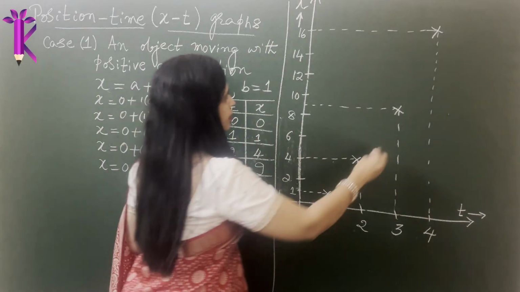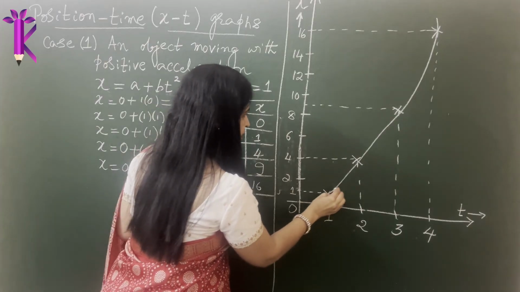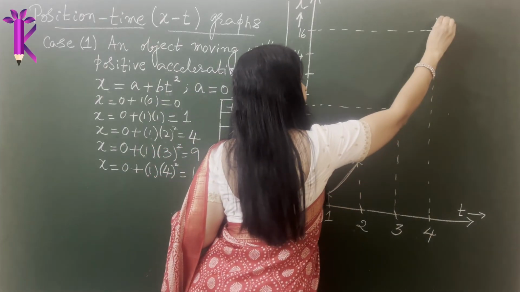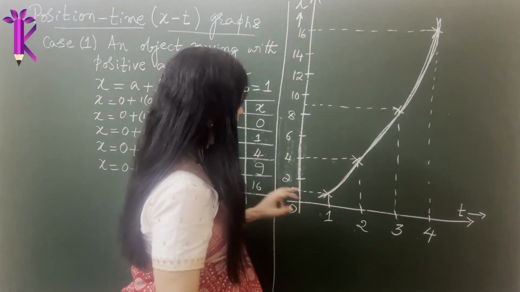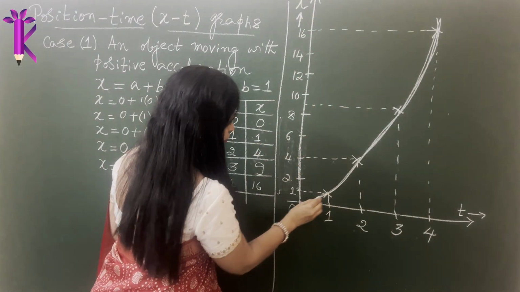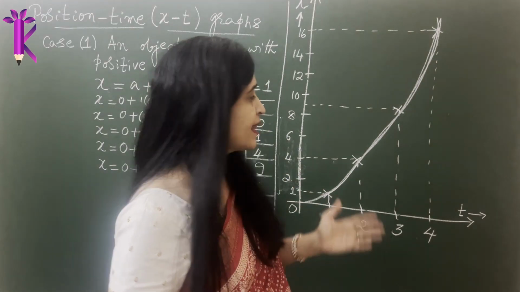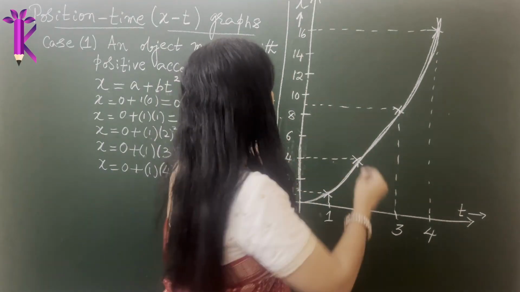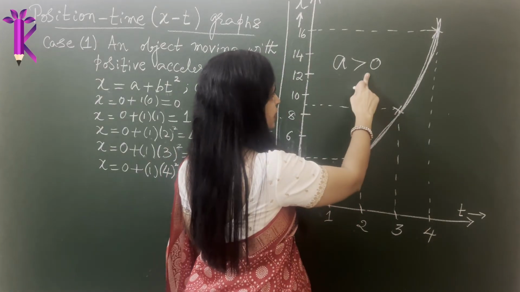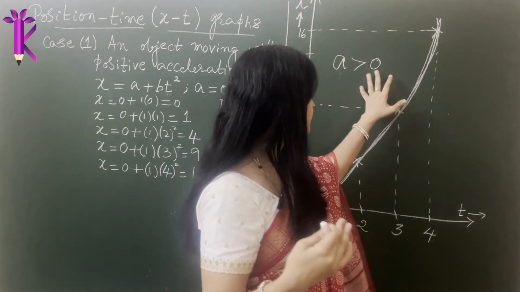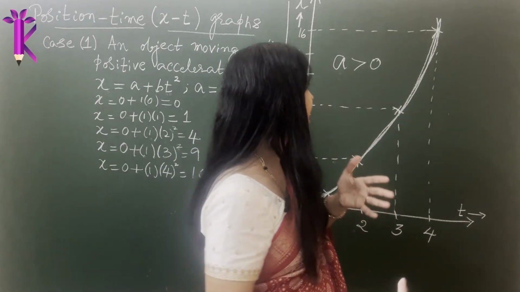So when I join the graph, it's not a straight line. You see that it is an upward moving parabola, right? If I connect 0, 0, and connect this, this is how a position time graph for positive acceleration looks. When I say positive, the value of acceleration is greater than 0. So this is how a graph for positive acceleration would look.